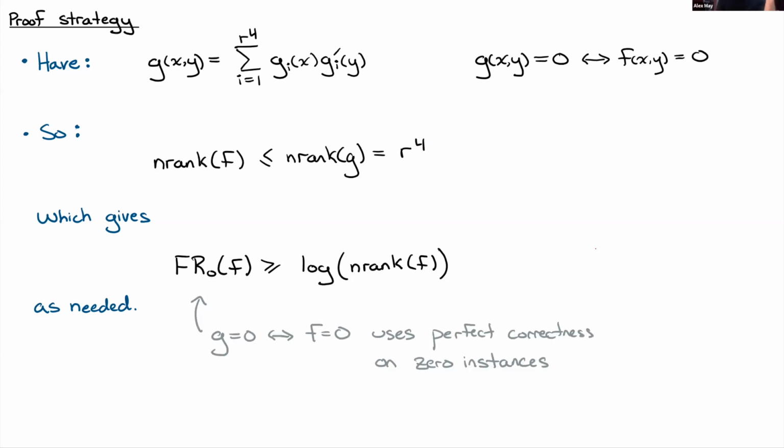One comment that I want to make, just to come back to something that I skipped over in describing the proof, is that connection where I argued that G is 0 if and only if F is 0. If you want to make that precise, you're going to end up using perfect correctness on 0 instances.